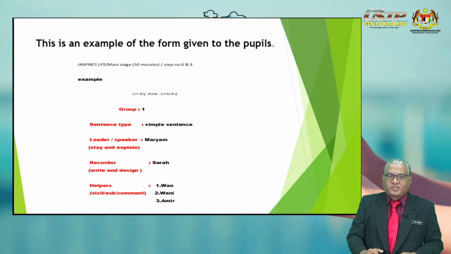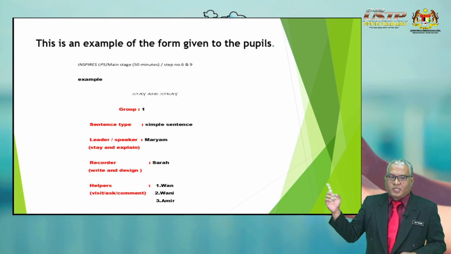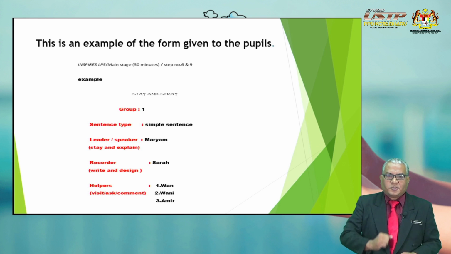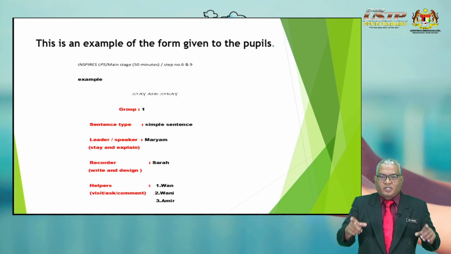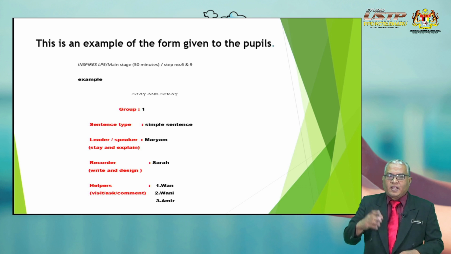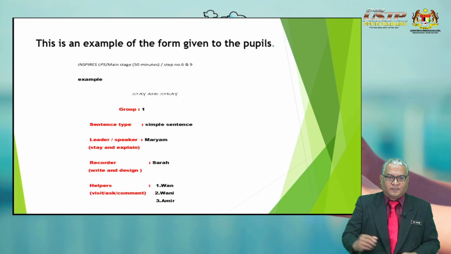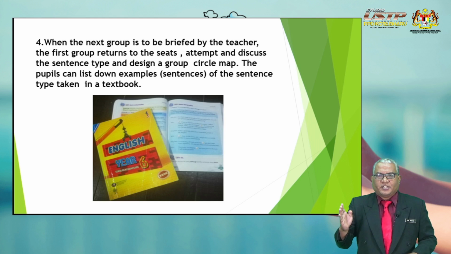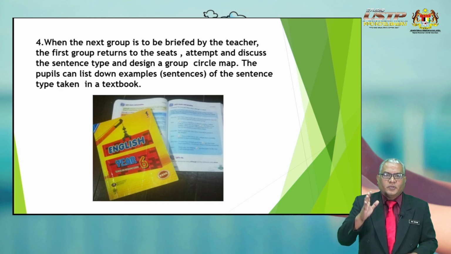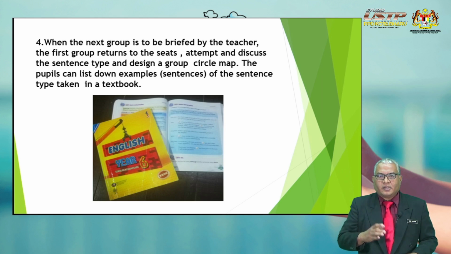Sentence type is simple sentence. The leader, the speaker, will stay and explain about the simple sentence, while the recorder will write and design the circle map, while helpers will visit and ask or comment on other groups. When the next group is to be briefed by the teacher, the first group returns to their seats, attempts and discusses the sentence type, and designs a group circle map.